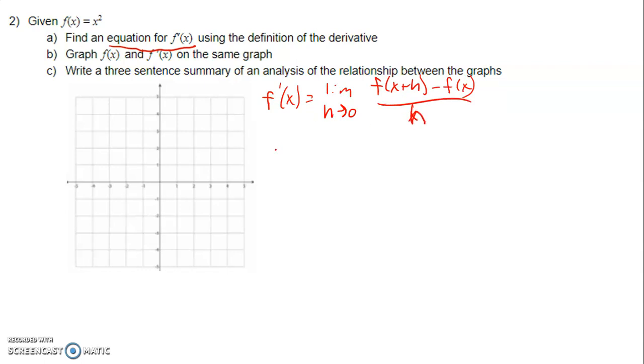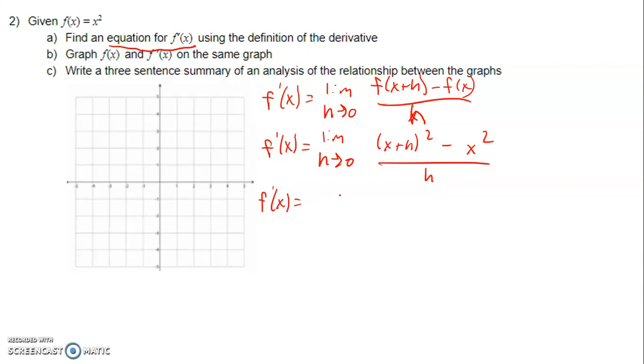So f prime of x is going to be the limit as h approaches 0, f of x plus h. So instead of x squared, it's going to be x plus h squared minus f of x, which is just x squared, over h. If I plugged in 0 right now, I'd get x squared minus x squared. That'd be 0 over 0. So I need to do some work first.